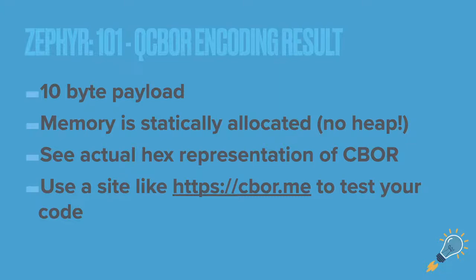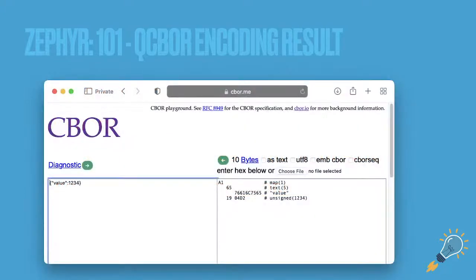Or you can use a site like cbor.me to actually test your CBOR, or look at the payload, or convert it back and forth between a JSON representation and CBOR. So cbor.me, and then this is actually the value. You can see those 10 bytes there. And you can see the comments here that are actually showing what each byte actually represents. So it's like, hey, we're setting up a map. I have a piece of text with a value, and then we have an unsigned integer of 1, 2, 3, 4.